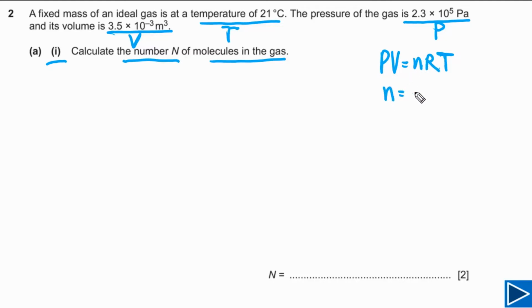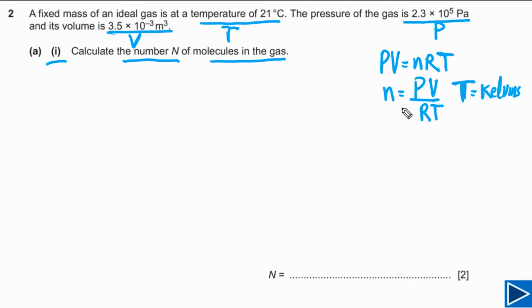So the first thing we can calculate is the number of moles. The number of moles will be equal to PV divided by RT. And T has to be in Kelvin, so you have to be very clear about that. T must be in Kelvin. So let me write on here: it has to be in Kelvins.